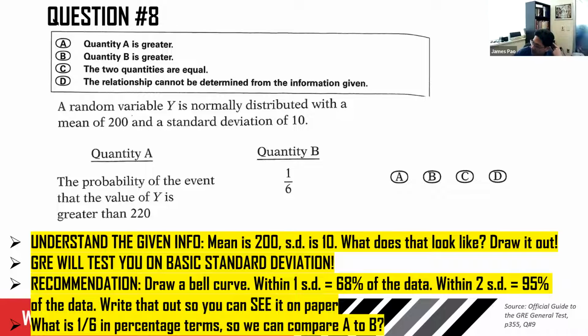My bullet point number 1 talks about understanding the given info. I always recommend you do that. So the mean is 200, the standard deviation is 10. What does that look like? Draw it out. I always recommend you draw it out. Now, if you understand everything I've said, you can probably draw this, no problem. But if you're confused, let's jump to my bullet point number 3.